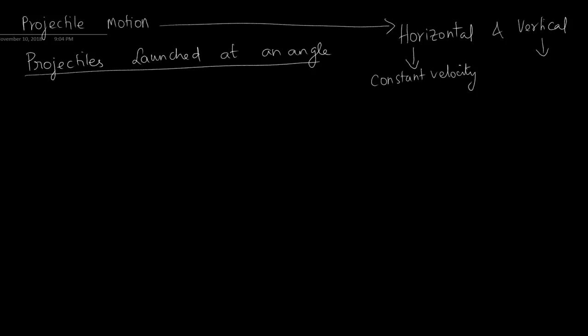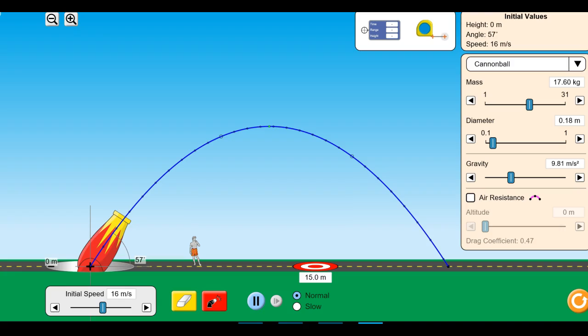Vertically though, gravity acts on it and therefore it is in free fall, accelerating at negative 9.8 meters per second squared. So if you look at a projectile that is launched at an angle, say you are on the ground and you kick a ball. What trajectory does it take as it falls to the ground? So let's fire something and see what happens. You can see this projectile is going to take a parabolic path as it falls to the ground.